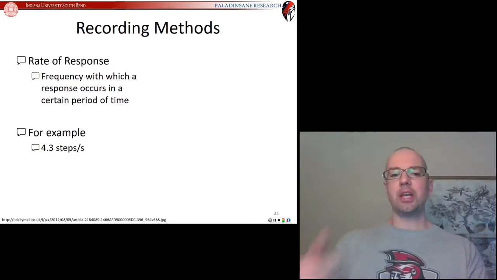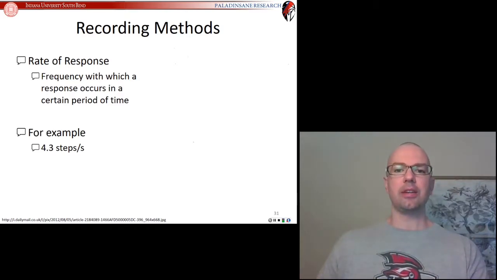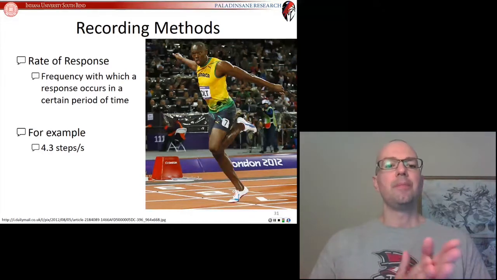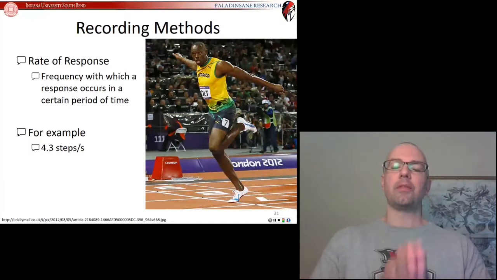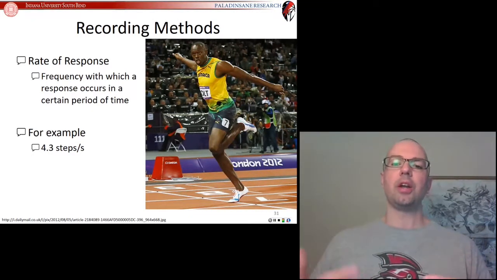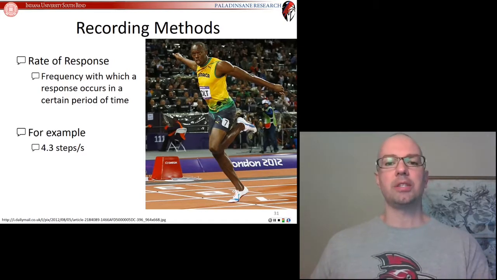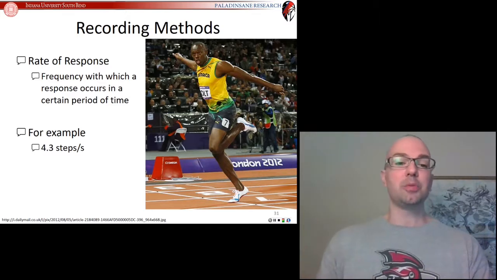And if you can take 4.3 steps per second, you might be Usain Bolt. And that was the rate of response that he did when he won his gold medal in the 2012 Olympics. So scientists analyzed his performance.